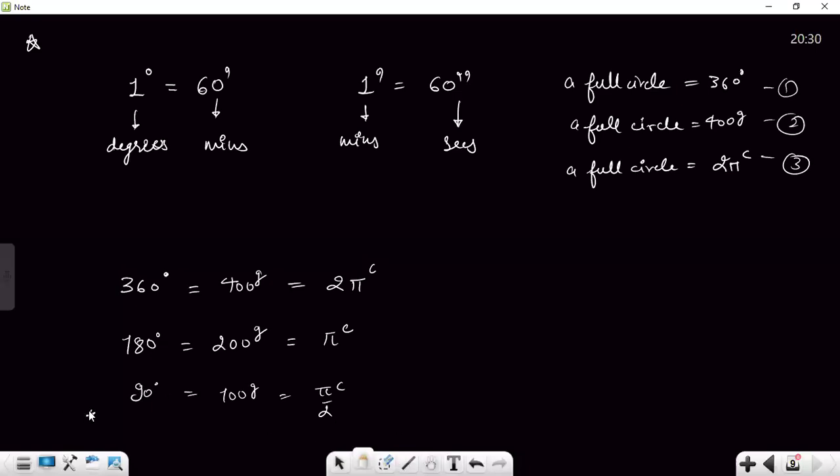This is important. This relationship between the degree, the grade, and radian is important. If you remember just this much, you will be able to find out the others with the use of this. Is that clear? Is that clear or no?